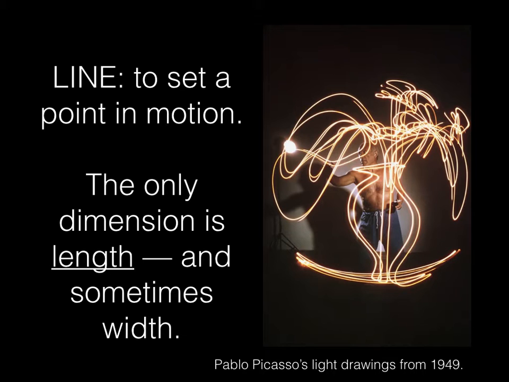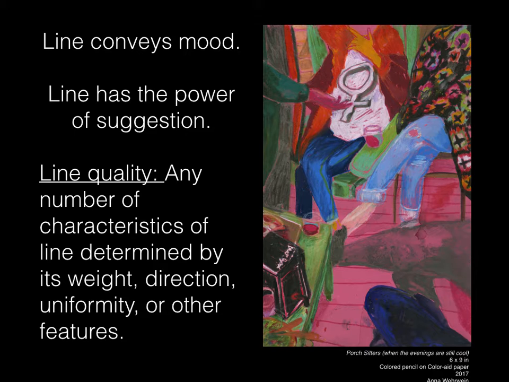The example we have here on the right is a light drawing by Pablo Picasso from 1949. I chose this example because it's kind of a 2D example, kind of a 3D example. Basically, Picasso took a photography camera and opened the shutter for a long time, and then he drew with a light this vase and flowers. We're actually able to see that it literally is a point that's set in motion in this space right in front of him that then creates this image. Beautiful example there.